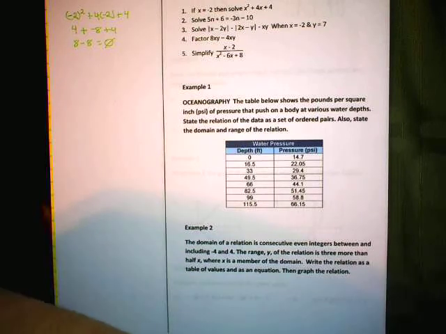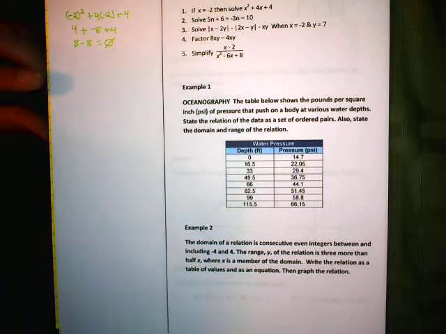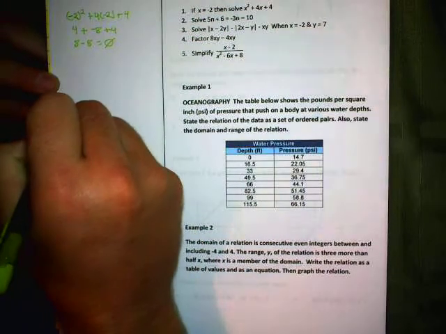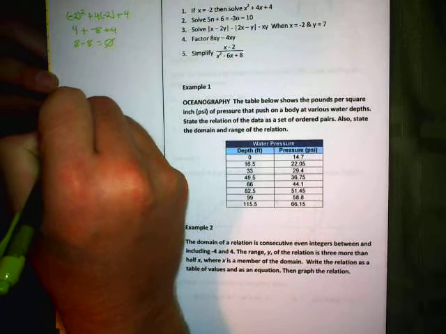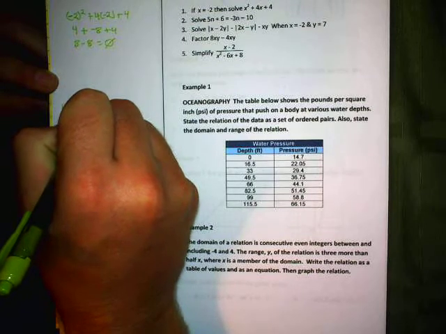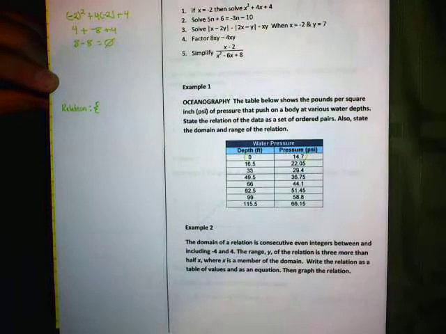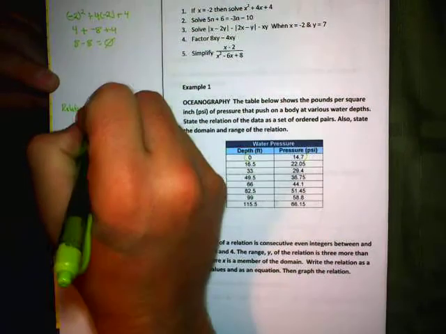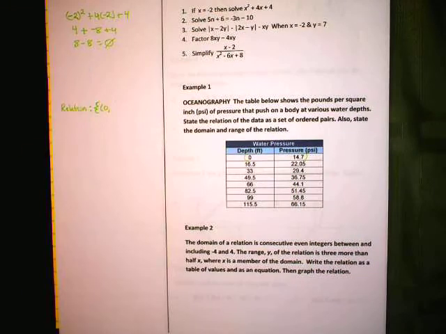So, first thing it wants us to do is state the relation as a set of ordered pairs. So, let's do this right here. I'm going to come over here again. I'm going to use this space. I'm going to say relation. And this relation, I'm going to bracket it real quick. And in parentheses is going to be my first point. So, open parentheses, 0, comma, 14.7.